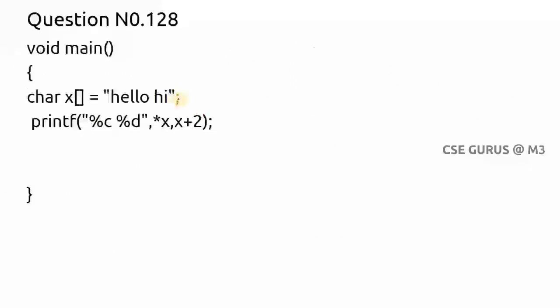Coming to question number 128. So char x is given. What is x? It's a string which consists of the string "hello hi". So it will be taken in a string like this: HELLO space HI followed by the null character. So like this it will take, it is x and the index starts from 0.